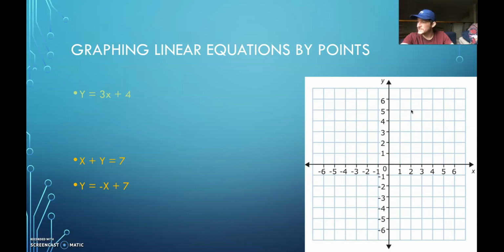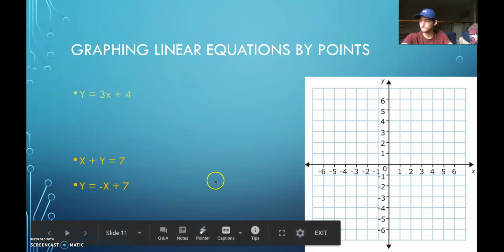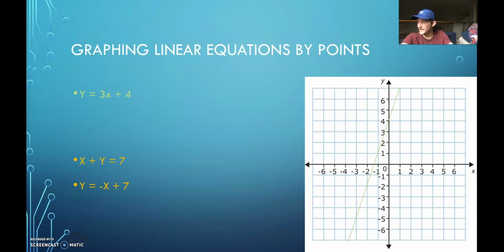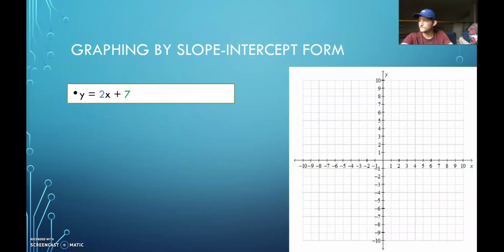And so we could keep doing that, keep plotting each point until we have enough to fill the graph. So as you can see, there's our top linear equation being graphed, and there's our bottom. All right, now we're going to look at graphing by the slope-intercept form.